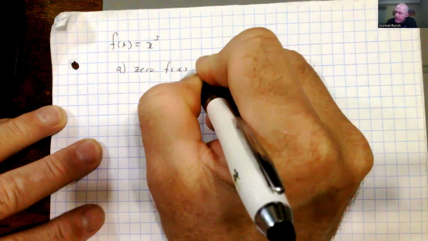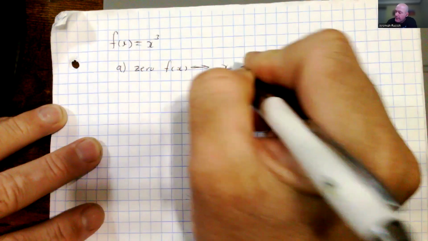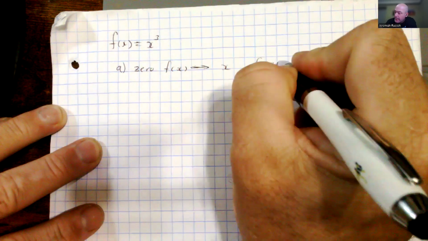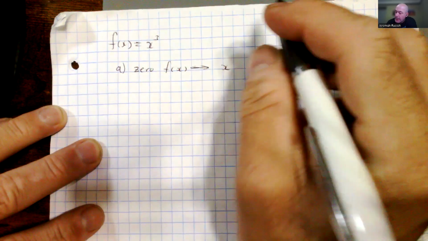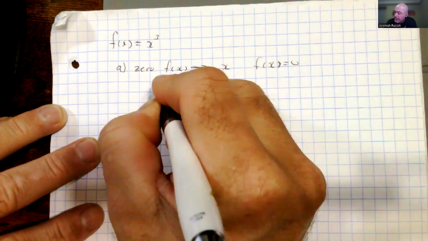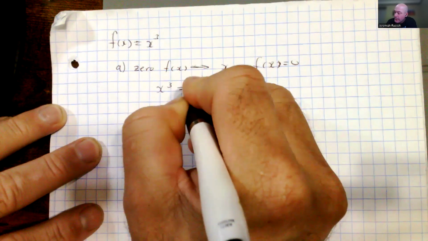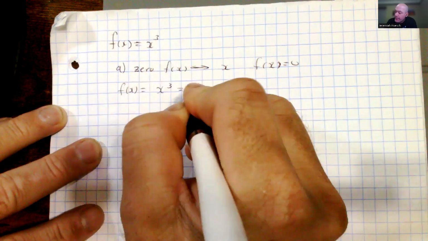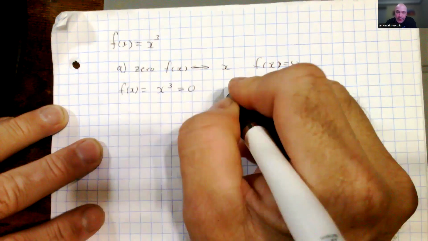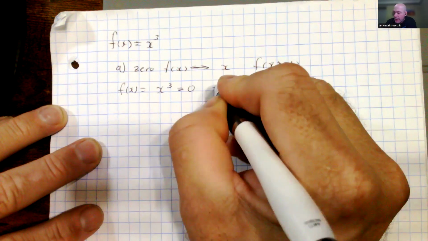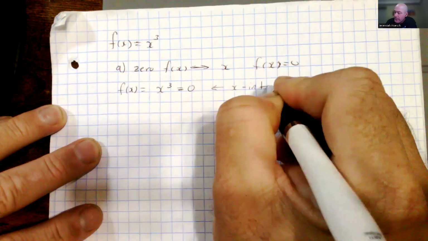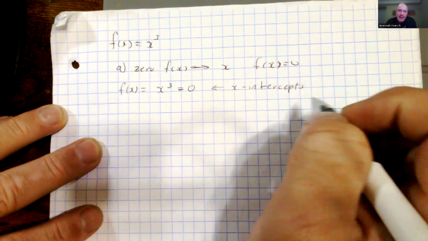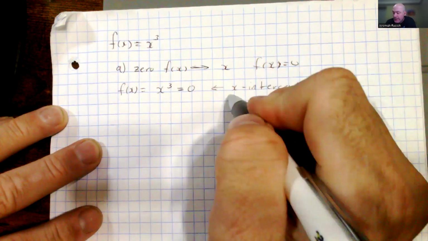x? And what that means is, for what values of x, when you plug it in, do you get f of x equal to 0? Okay, so for my function, I have x cubed equal to 0. That is setting f of x equal to 0. You may recognize this as actually the x-intercepts. And if you made that connection, if you were able to foresee that, congratulations. That's exactly what this is referring to.